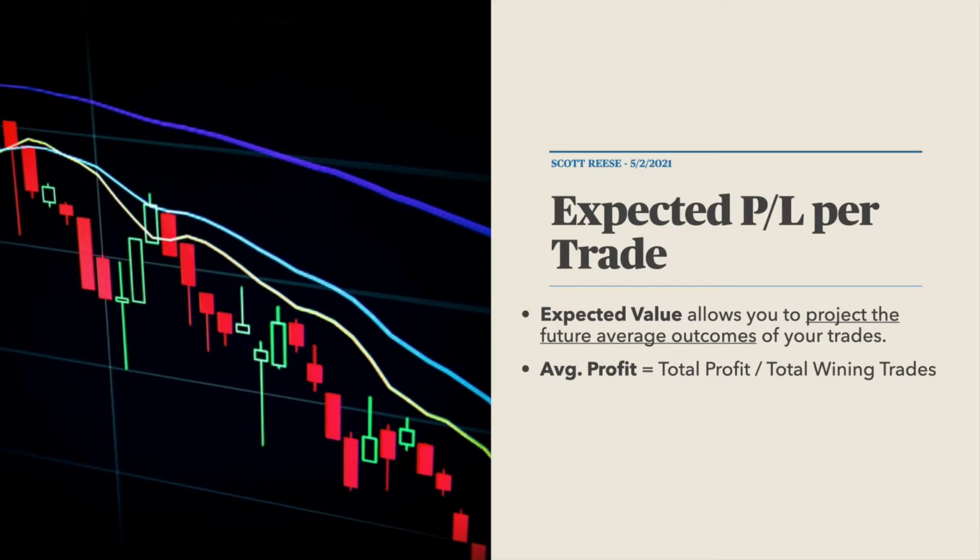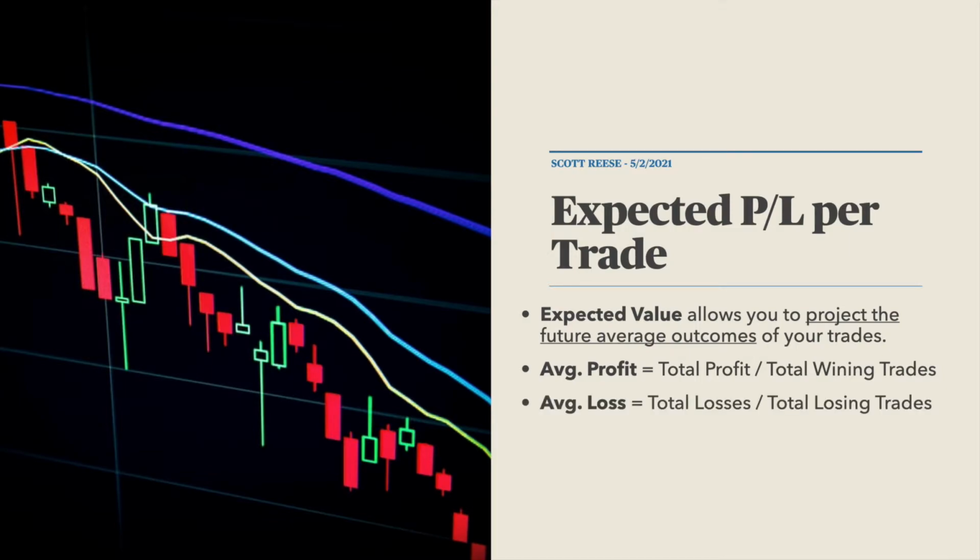The first of which is your average profit. The way you figure this out is, amongst all your winning trades, just look at your winning trades first, add up the total profits for all those trades, and then you take that total profit and divide it by the number of winning trades. Very simple. That's your average profit.